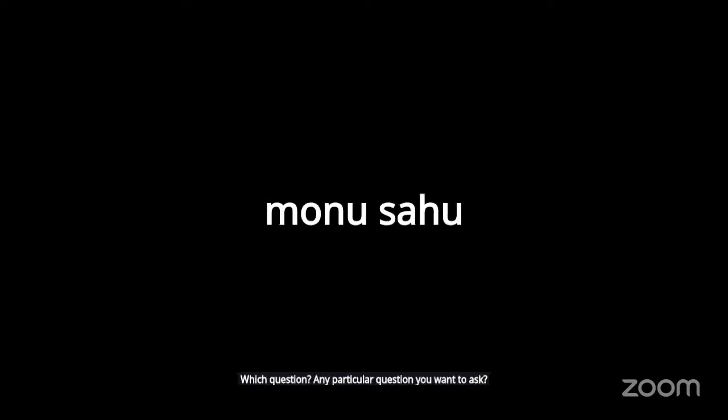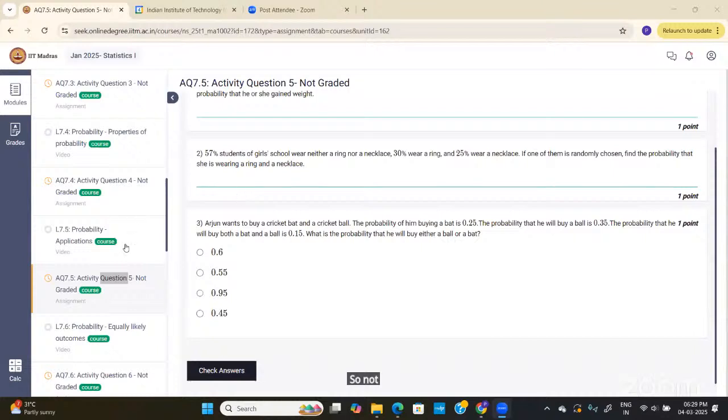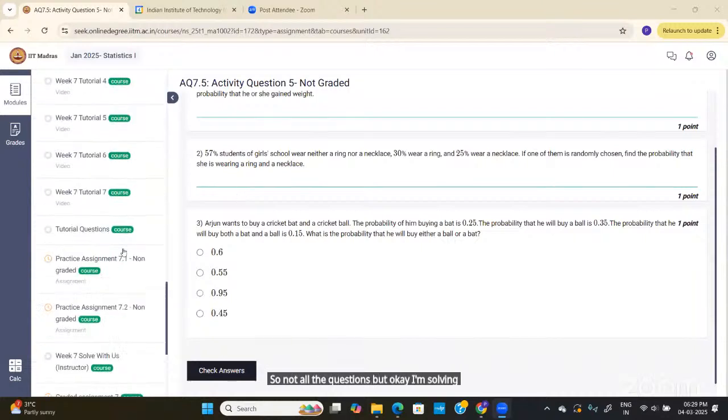Any other question? Ma'am, I have no questions in the practice assignment, but for greater understanding, can you solve the practice assignment questions one time? Which question? Any particular question you want to ask? Not particular questions, but if you can, all questions. Not all the questions, but okay, solving a few of the questions.